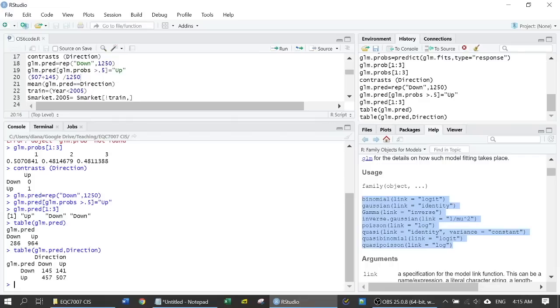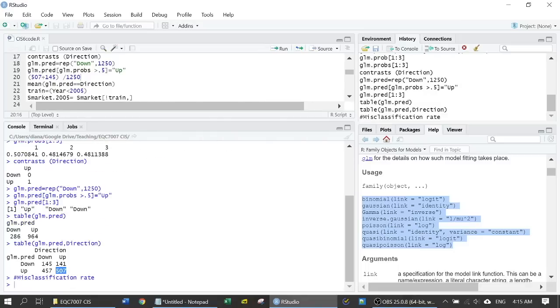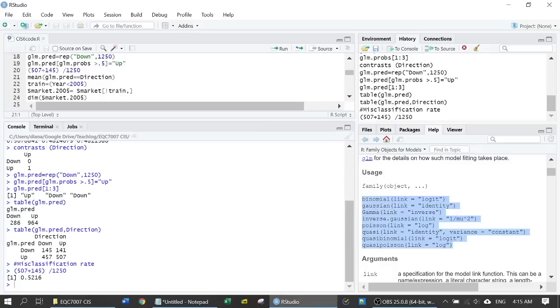So now we want to compute the misclassification rate. So misclassification rate is 507 plus 145. This is not the misclassification rate, this is the correct classification, please ignore this one. The misclassification rate is actually 457 and 141. Okay, so please ignore this one.